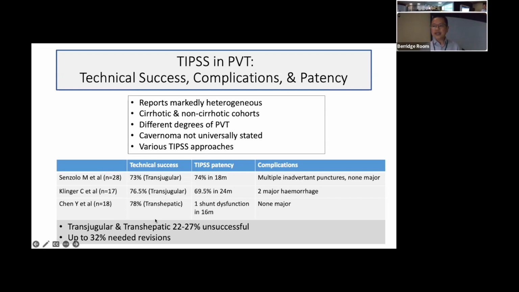All in all, the technical success is about 75%. TIPS may be patent for about 70% for a couple of years. There usually will be multiple punctures, and so far, those that we reported seem to be reasonably safe. And as I said, about 25% will be unsuccessful. About a third will require revision.